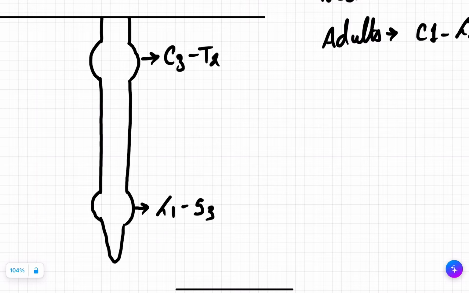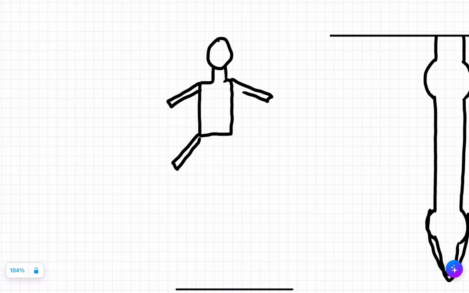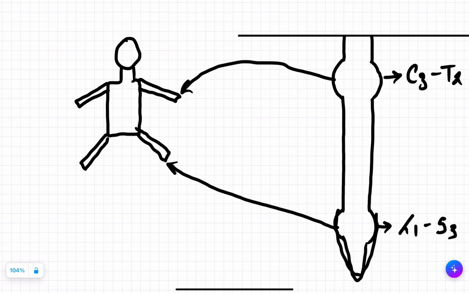See, the reason is actually this gives rise to your brachial plexus, and this gives rise to your lumbar plexus. If I draw a man, suppose this is a man, its trunk remains the same, but at these two places, there are appendages. To supply this appendage, you have the cervical enlargement, and to supply this appendage, you have the lumbar enlargement.